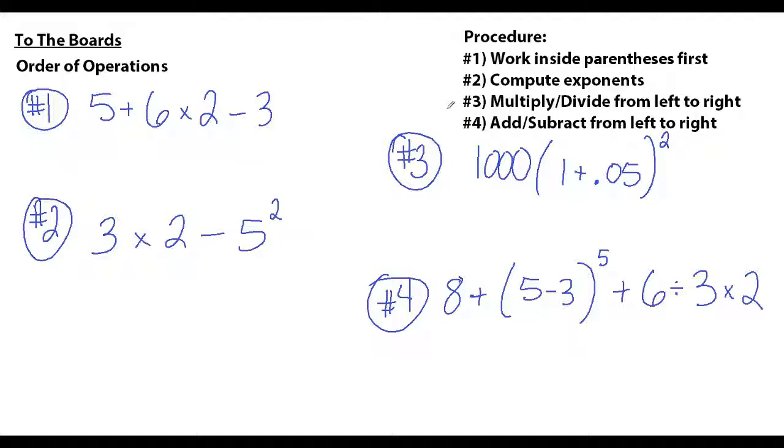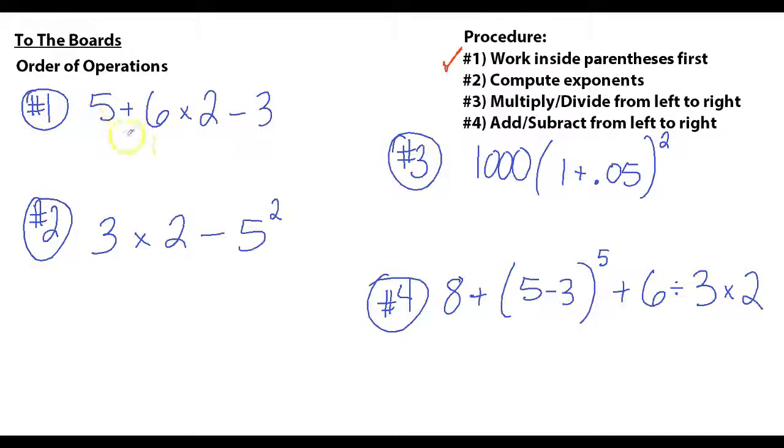Go ahead and pause the video now and try each of these problems. Unpause it when you're done to see how you did. Okay, let's start with number 1. I have 5 plus 6 times 2 minus 3. There is an order that you must follow to get this problem correct. So let's go through the procedures.